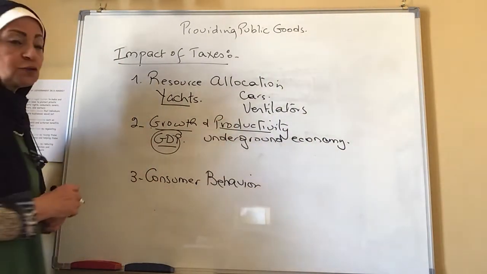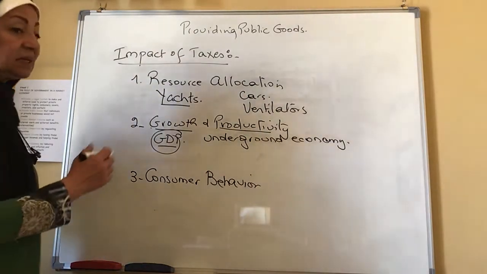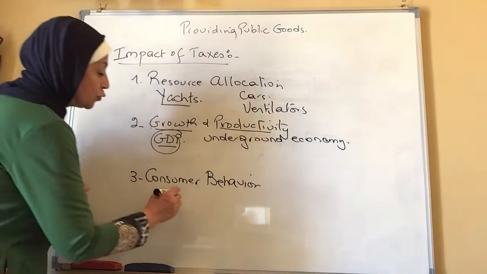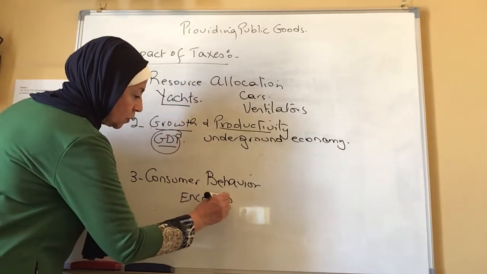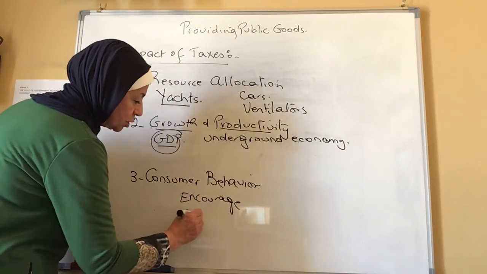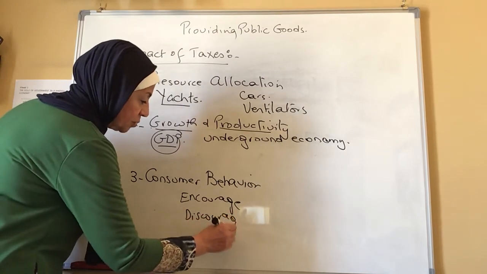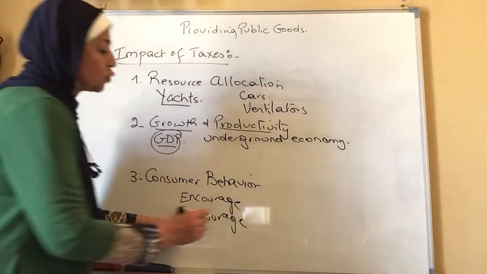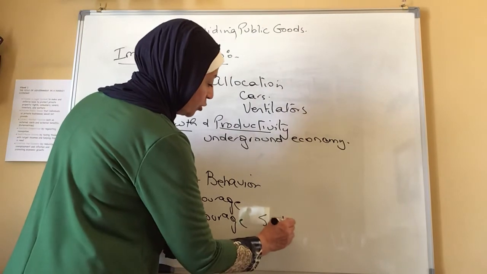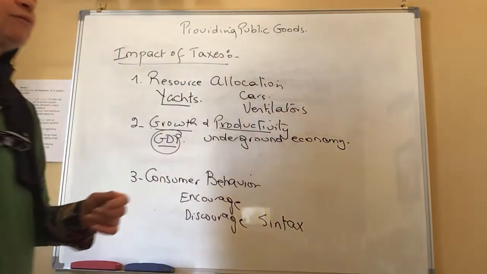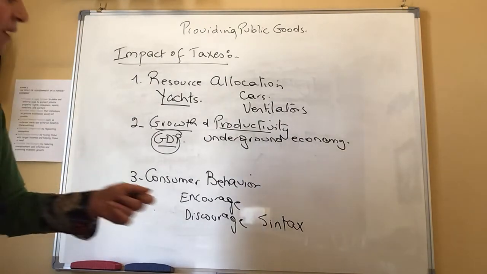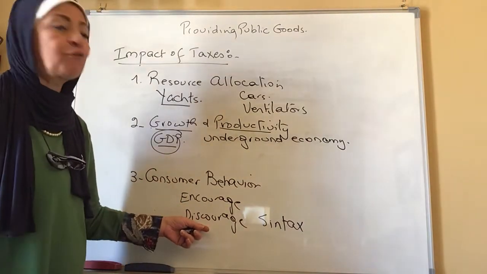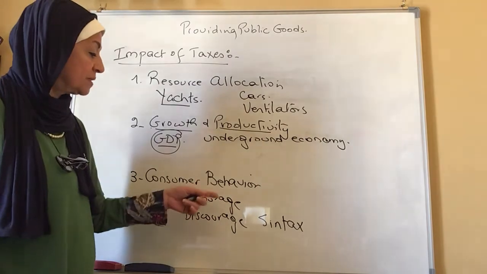The third is consumer behavior, and there are 2 things, either to encourage or discourage a certain behavior. To discourage, it is called sin tax, and we talked about it, that if the government imposes high taxes on cigarettes or alcohol or gambling, then it is discouraging people from consuming such products.